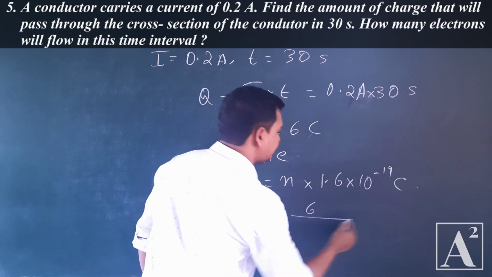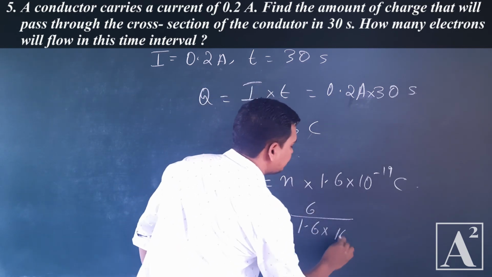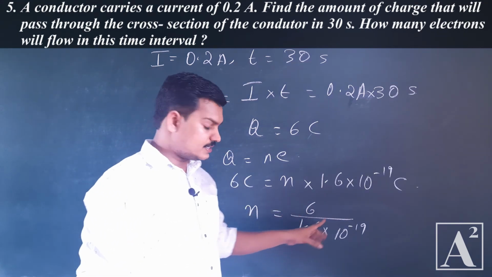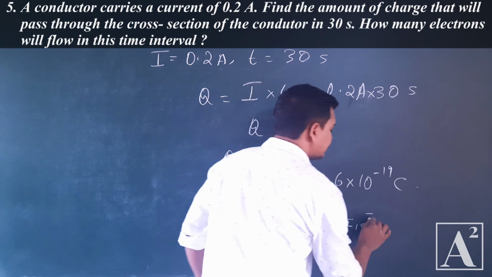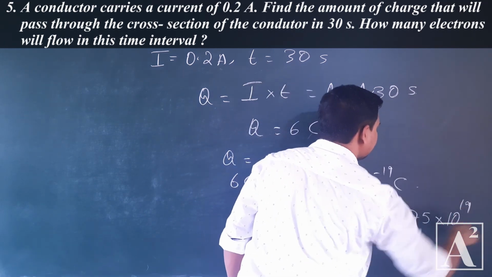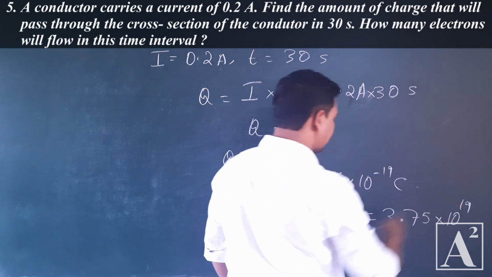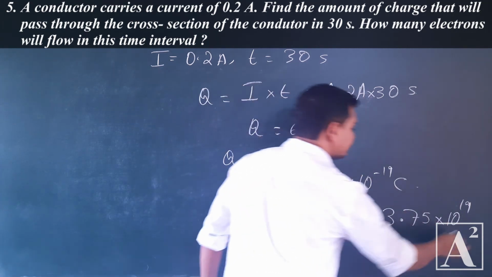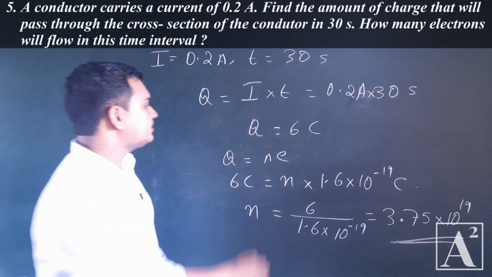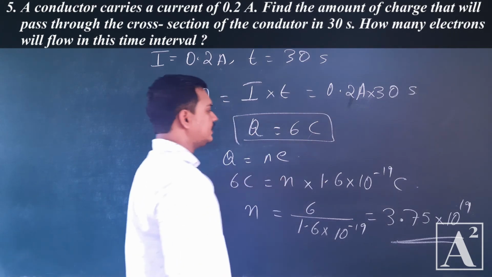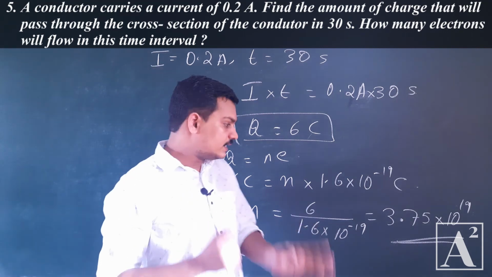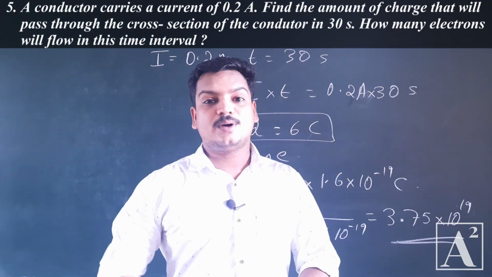6 divided by 1.6 into 10 to the power minus 19. 6 divided by 1.6, that is equal to 3.75 into 10 to the power 19. 10 to the power 19, not minus 19, taking upside, right? So here no unit because it is a count. Okay, so in this question there were two parts. First one finding the value of Q, second one finding the number of electrons. So this is the last example. So I hope you understand.